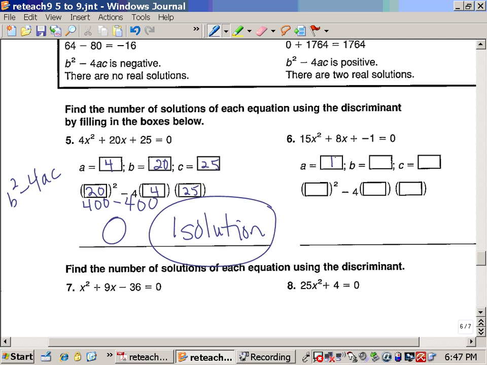Number 6, A is 15, B is 8, and C is negative 1. It's going to be 8 squared minus 4 times A times C. That's 64. I have a negative 4 and a negative 1, so that makes it a positive. 4 times 15 is going to be plus 60.